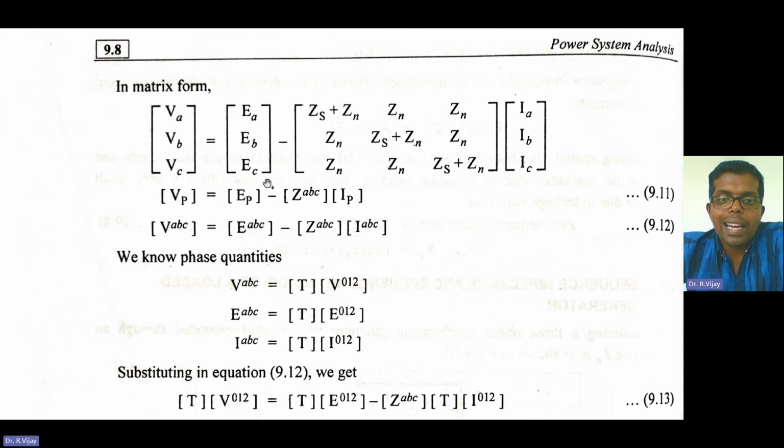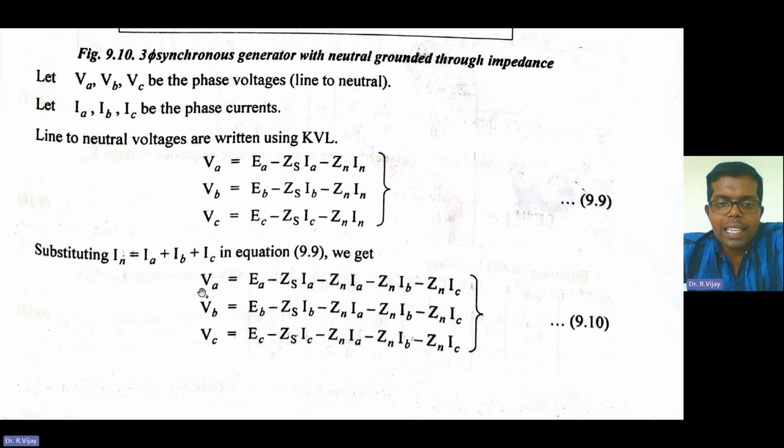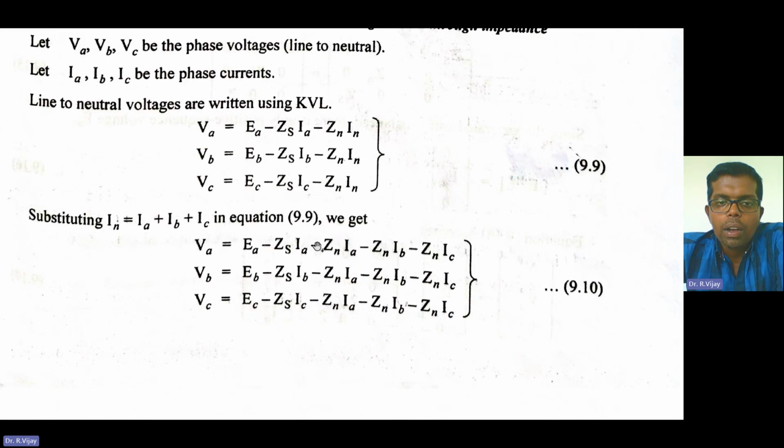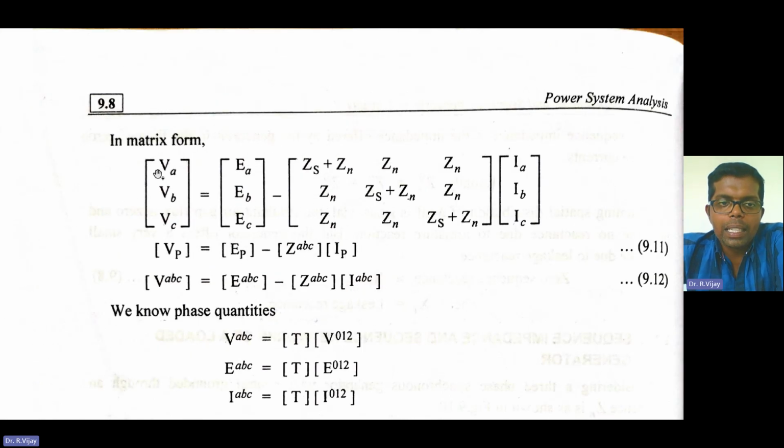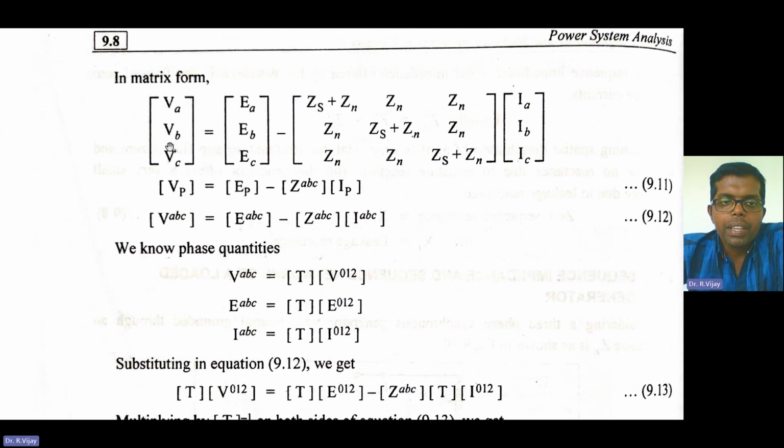Now we are writing the same equation in the matrix form. We are taking out the common terms IA outside. Now we are rewriting in the matrix format. We get the matrix of VA, VB, VC is equal to the matrix of EA, EB, EC minus the matrix ZS plus ZN, ZN, ZN, ZN, ZS plus ZN, ZN.